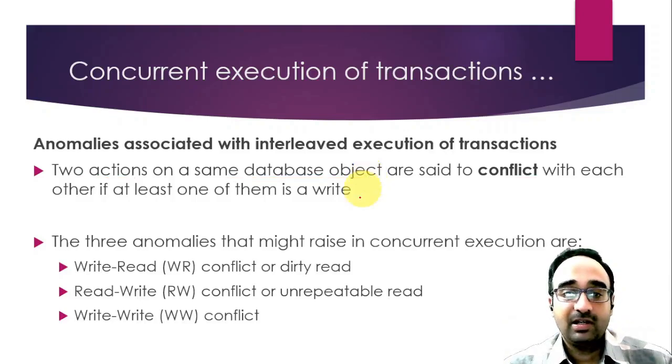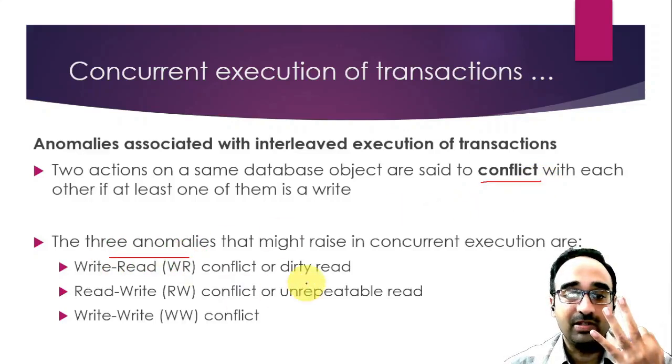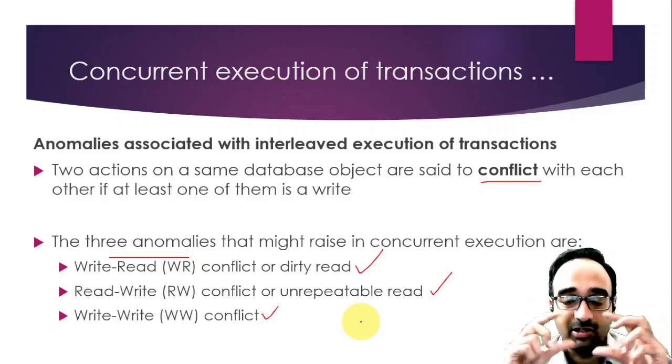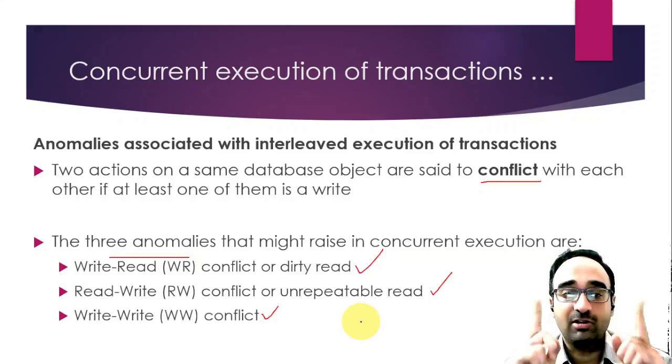There are three types of conflicts or anomalies, which you can see here: write read conflict, also called dirty read, second one is read write conflict, also called unrepeatable read, and the last one is write write conflict. I am repeating again: when do we say there is a conflict? When there are two actions which belong to different transactions and they are working on the same common object, then we can say there is a conflict, and at least one of these operations must be a write operation.